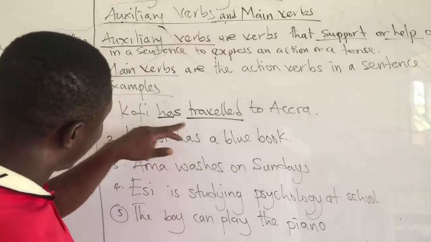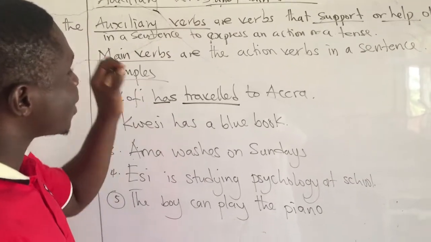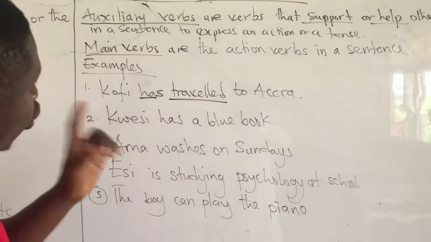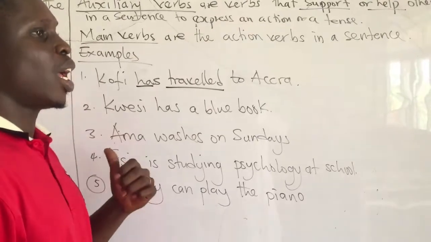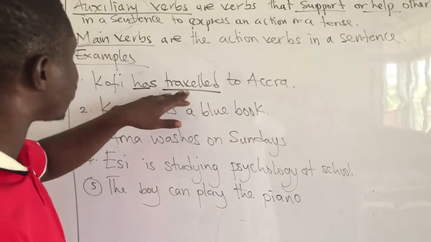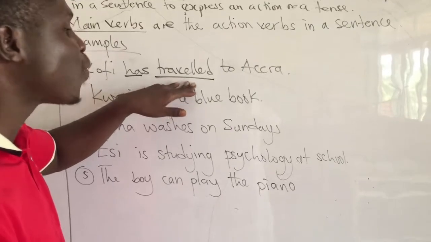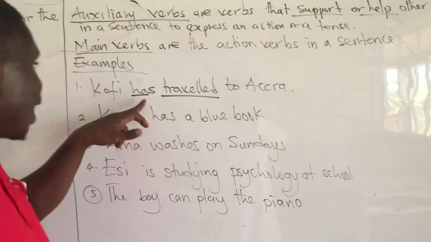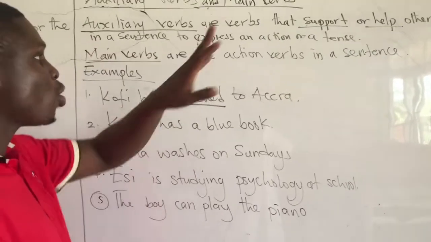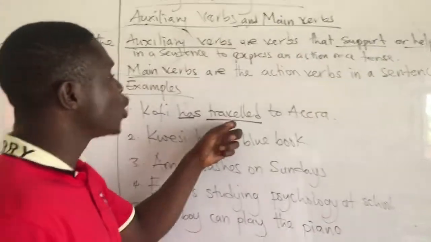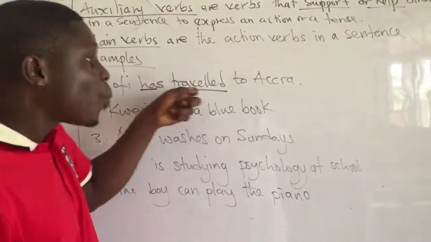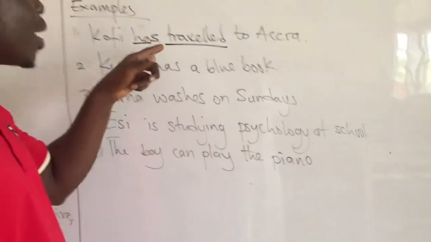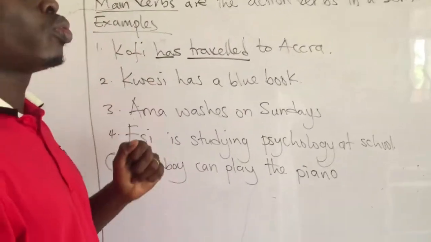Now, among these two verbs, the verb that indicates action is the main verb. So the one that does not indicate action here becomes the auxiliary verb. So it is clear that of these two verbs, traveled is an action because someone can perform the action travel by moving. So travel becomes our main verb and has becomes our auxiliary verb. So the whole sentence or action is based on Kofi traveling. Has is just supporting us to create a tense for us to know the time of what? Travel. So that is what auxiliary verbs do.